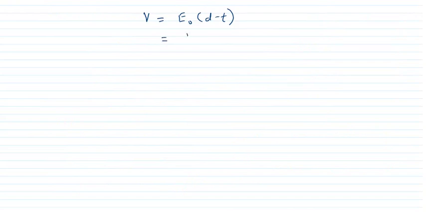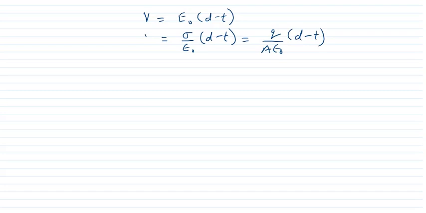Now what is the value of E naught? Sigma upon epsilon naught, into D minus T. And what is sigma? Charge per unit area. So therefore we got the expression for the V.